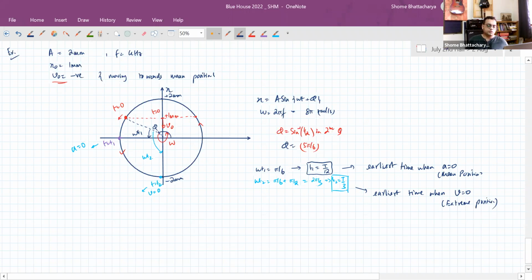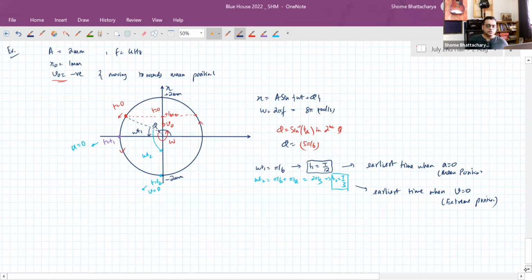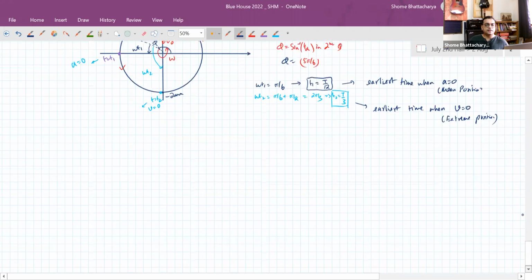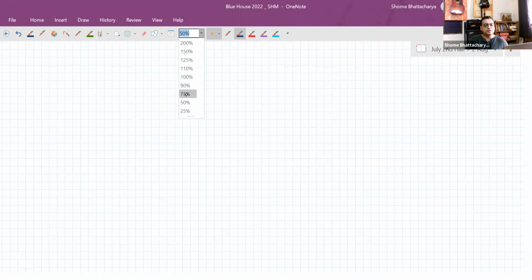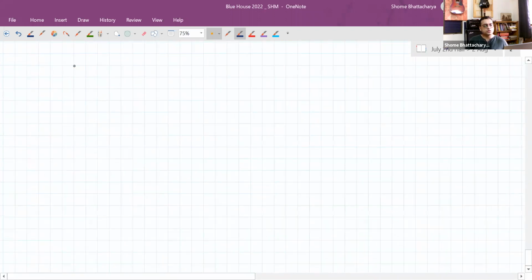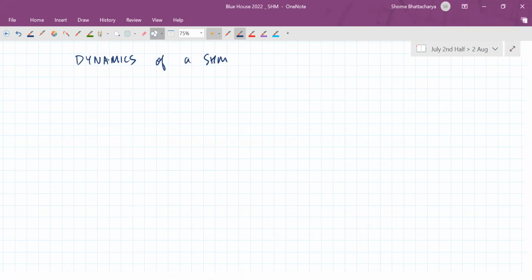Okay, so this is about that projection method. With this, we complete the first part of SHM, which is about kinematics of SHM. Now we come to dynamics of SHM, that is to do with forces, and also we will see application of work energy. So here we'll discuss F is equal to kx.